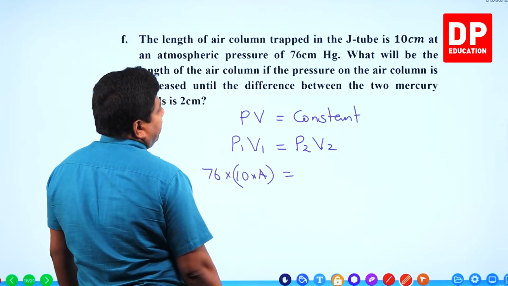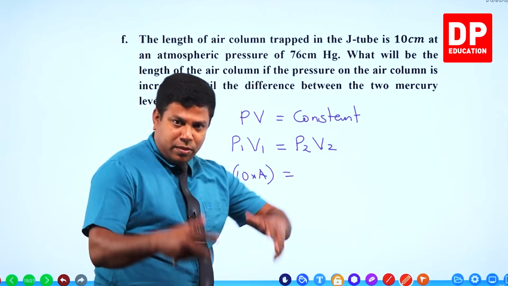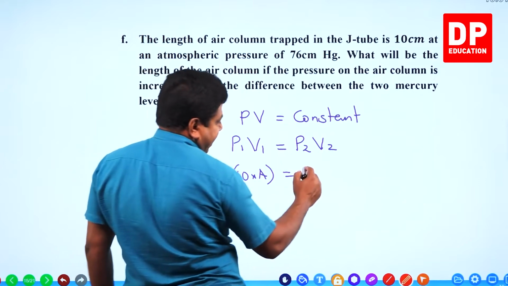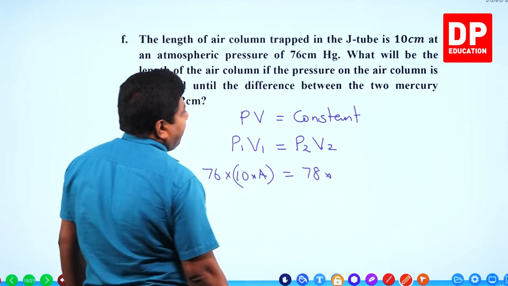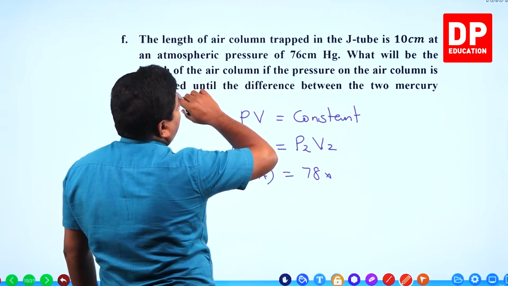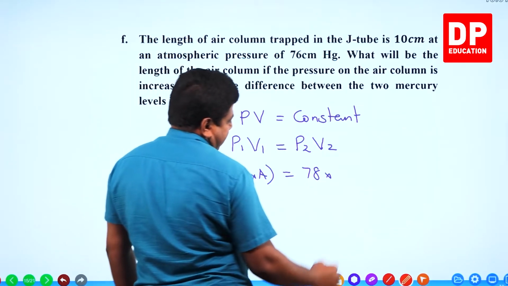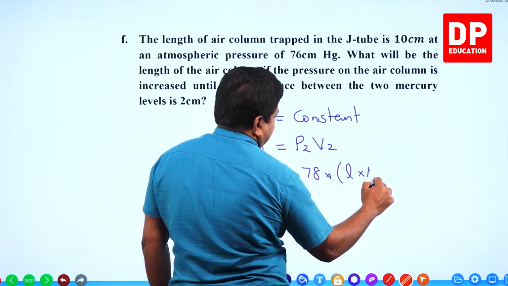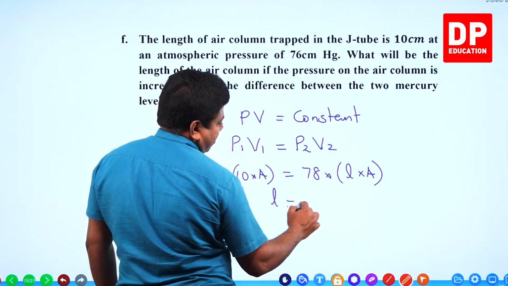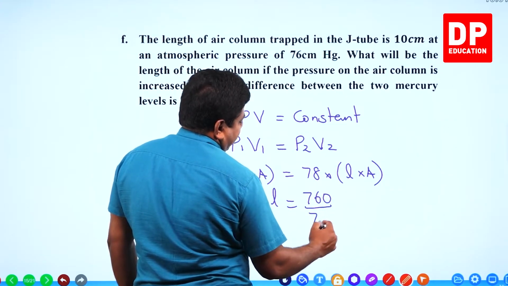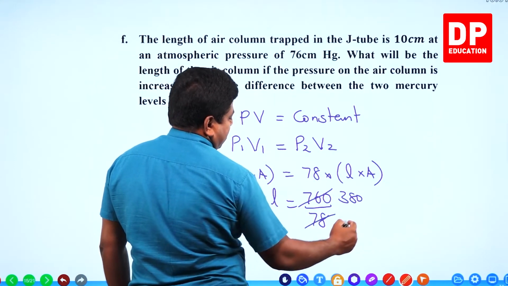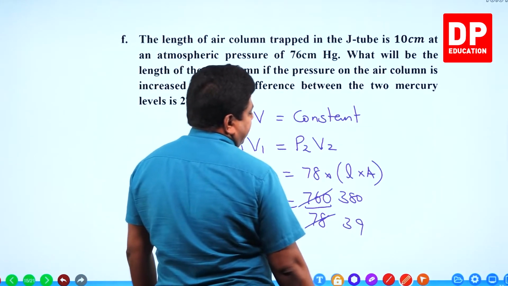P2, the difference in mercury is 2 cm. That means with atmospheric pressure, another 2 cm of mercury pressure is also going to be there. Then it will be 78 into V2. Volume is what they are asking, right? What will be the length of the air column? So let's say L into A. Cross-sectional area doesn't change, so on both sides A gets cancelled. L will be 760 divided by 78, that is 380 divided by 39.